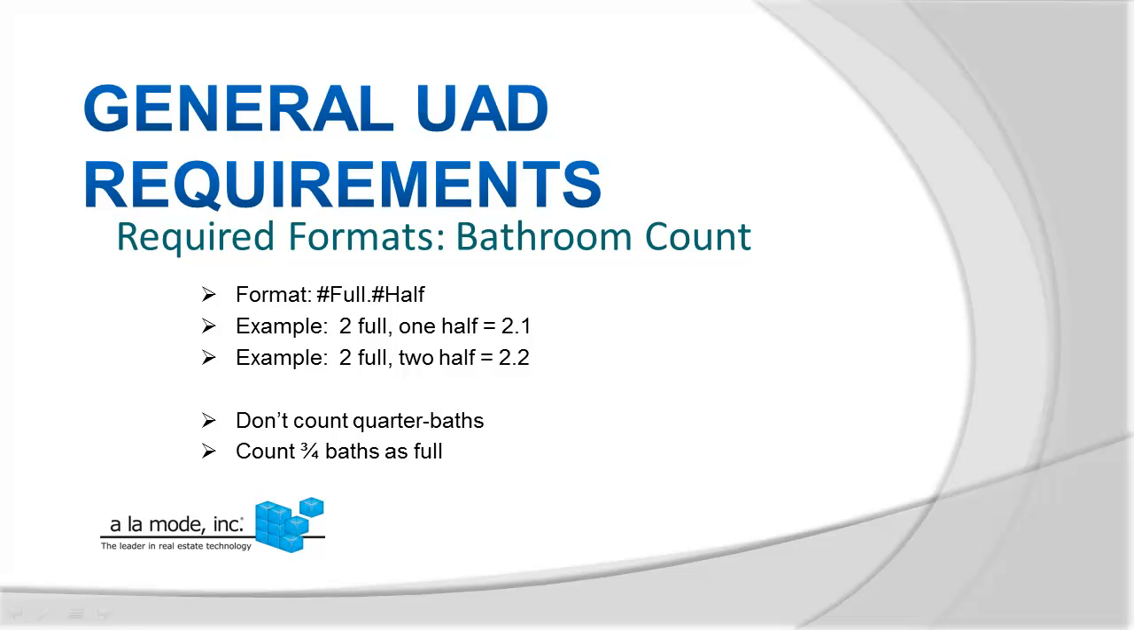Also, you are supposed to count 3 quarter baths as full, those of you who do 3 quarter baths. Here in Oklahoma, we do that quite often. Usually means that there's a shower but no tub. Well, Fannie Mae and Freddie Mac are saying to go ahead and count that as a full bath. So, for instance, if beforehand you would have said 1 full 1 3/4, now it's going to be 2.0 because you're rounding up that 3/4 bath. And notice it's not just the number 2, it's 2.0. It's representational. Number on the left, then a period, then a number on the right.